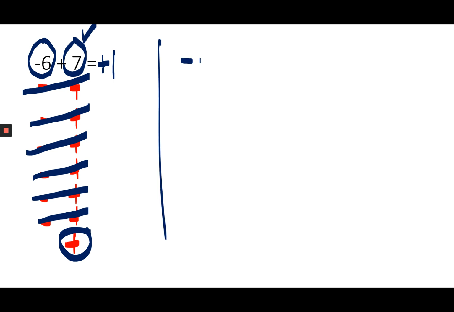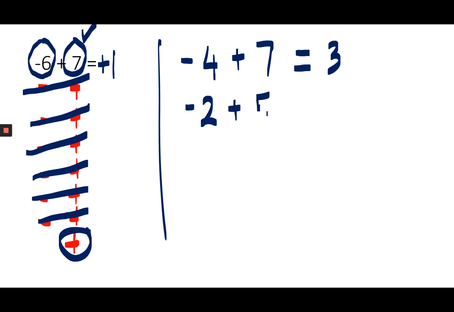Similarly, if I see something like negative 4 plus 7, and I know that 7 is bigger than 4, the answer is going to be positive. I don't need to write if the answer is positive. 7 minus 4 is 3. This is the answer. When the signs are different, we just look at the absolute values. Another one, negative 2 plus 5. Positive is bigger than negative, so it's going to be positive. 5 minus 2 is 3. This is my answer.